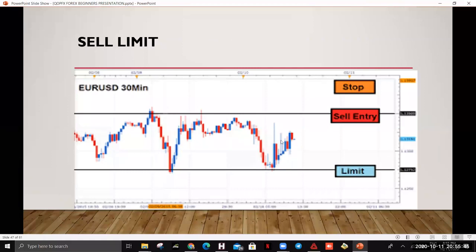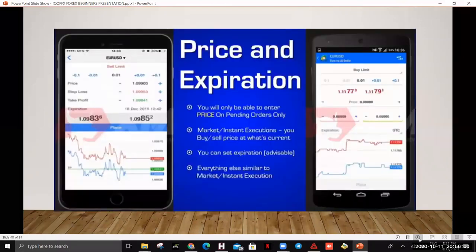Now, this is a live market. This is a limit order, sell entry, and stop. You're expecting it to go up here, activate you, and start coming backwards, downwards. That's just the difference between the sell stop and the sell entry. Now, this is a live, this is a mobile.